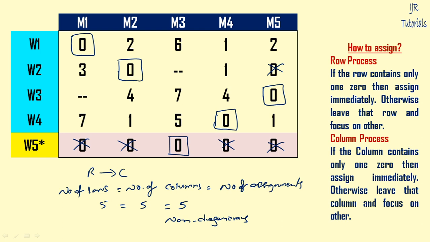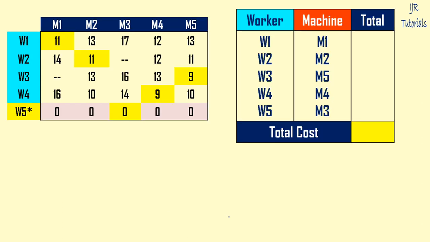Once we confirm that we have reached the optimal solution, we take the original table given in the problem, and the yellow shaded cells are the assignments. This is the original table. W1 is assigned to M1, and the time is 11 hours. W2 to M2 is again 11 hours. W3 M5 is 9. W4 M4 is 9, and W5 M3 is 0. So the total is 40 hours. This is the optimal solution.